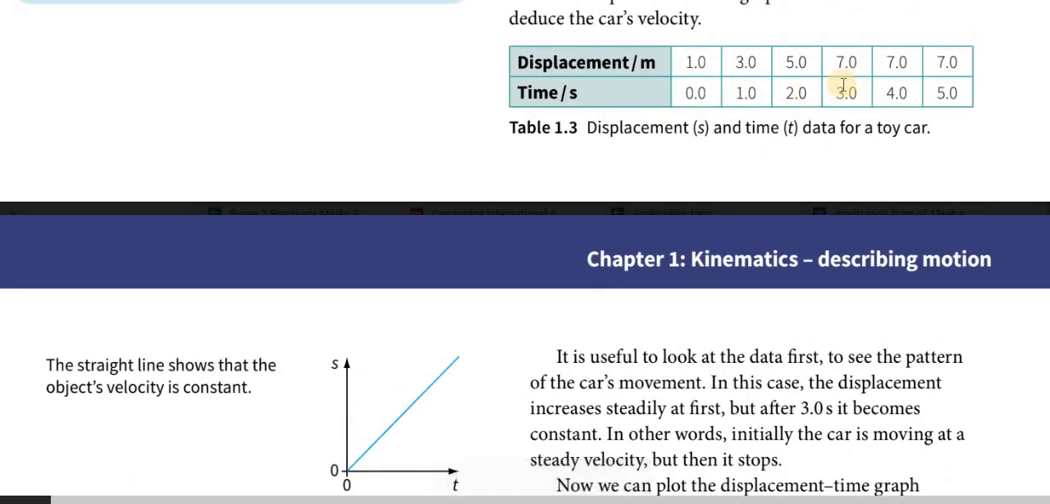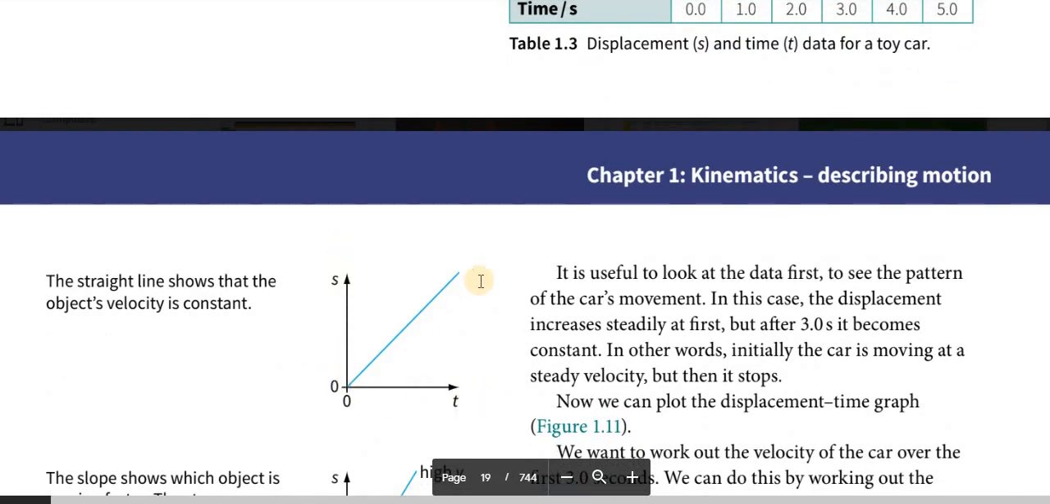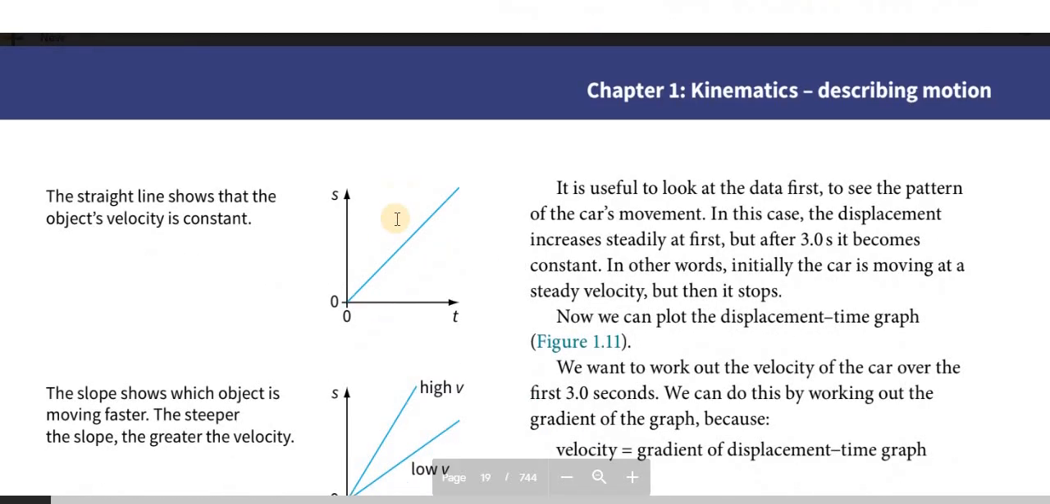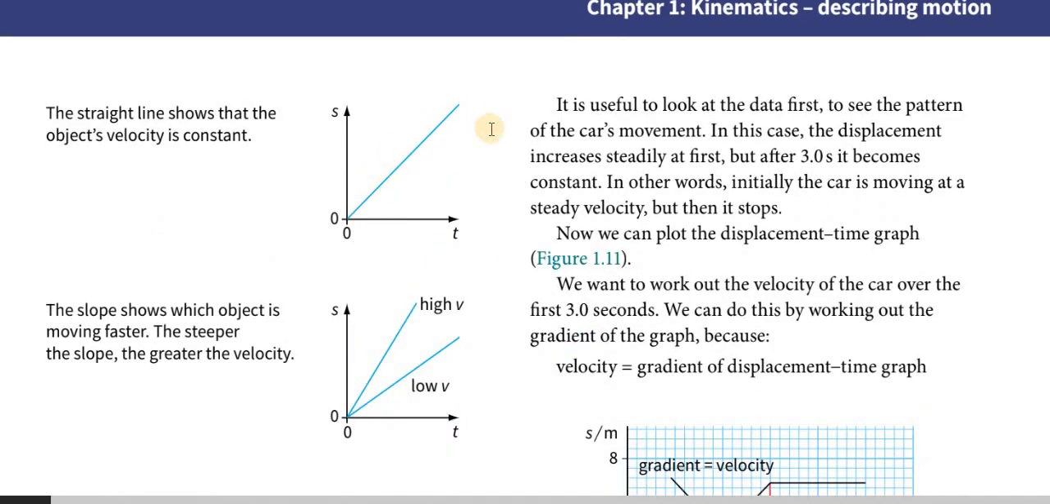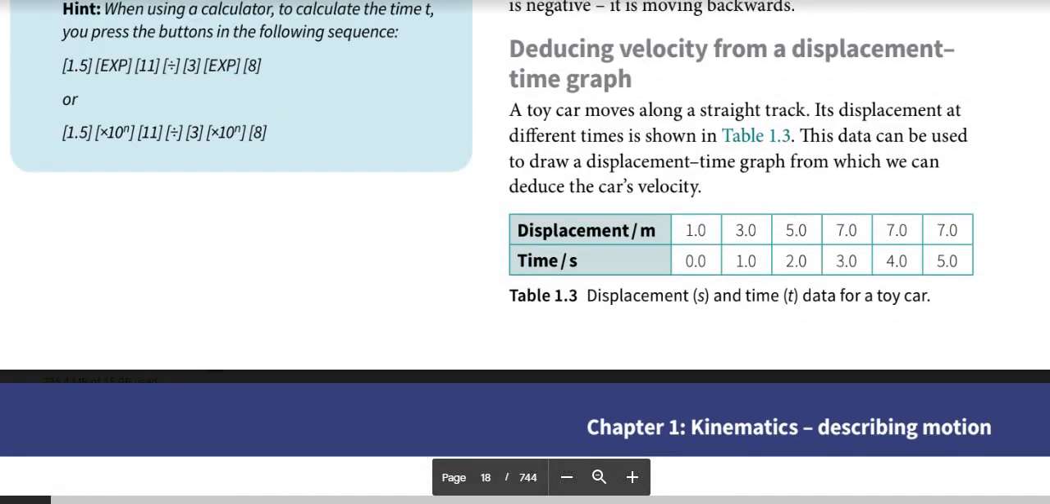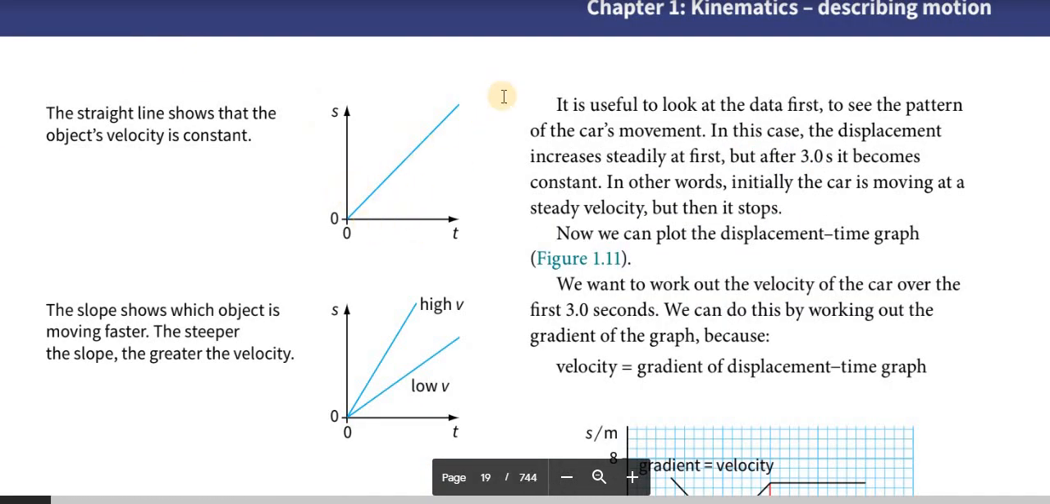Okay, so we have this, and on graph paper we can draw a graph and plot the points, and when you do that, you can get something like this. Okay, so if you get a straight line, S versus T, that is S is the symbol for displacement, T is the symbol for time. So if you get a graph of displacement versus time that is a straight line, the gradient is constant, which means the velocity is constant, because the gradient of a displacement time graph is the velocity. So over here the velocity is constant.